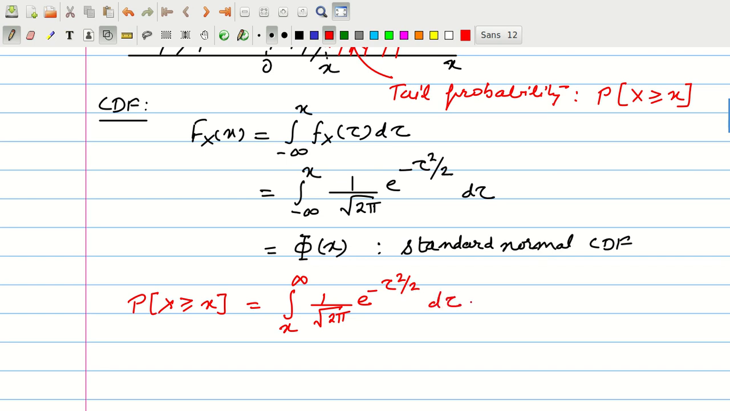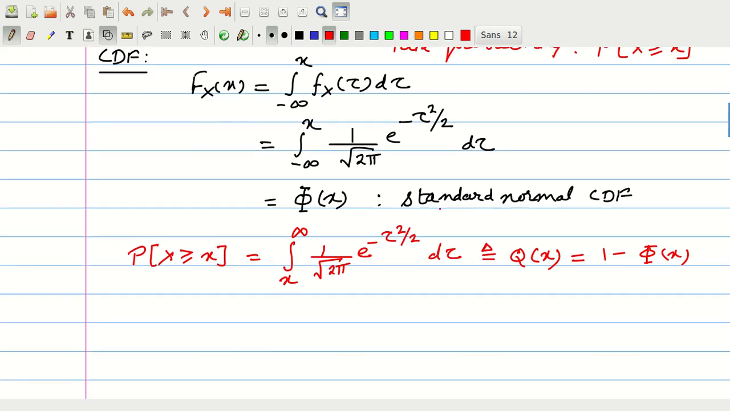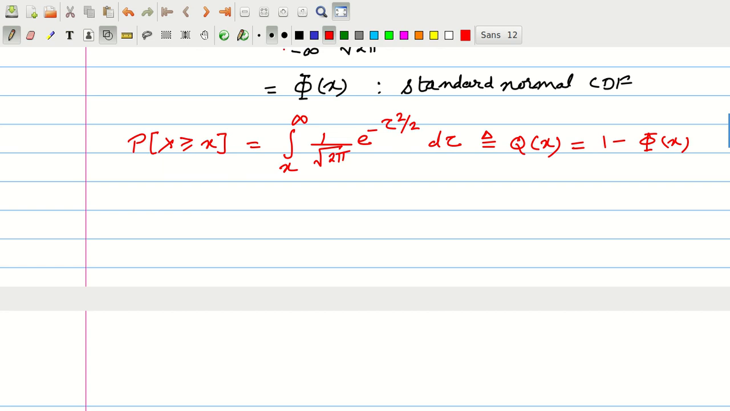This function bears a special name, what we call the Gaussian-Q function. It is defined as Q of x, and clearly this is equal to 1 minus Phi of x, because Phi of x is the integration minus infinity to x, the area marked by these black lines, and the Q function gives this area. The total area is unity, f_X(x) being the PDF, and therefore Q of x is 1 minus Phi of x. We normally use the Q function in all our computations.